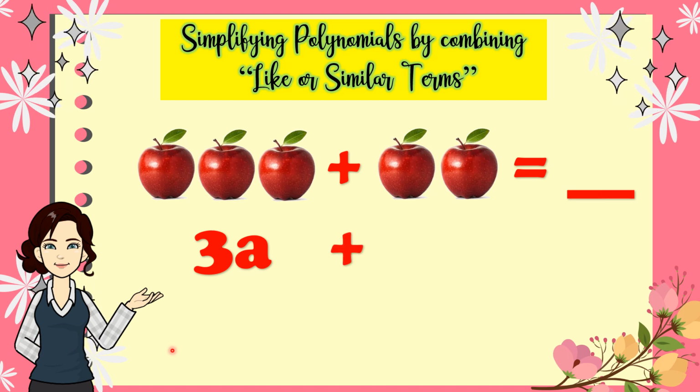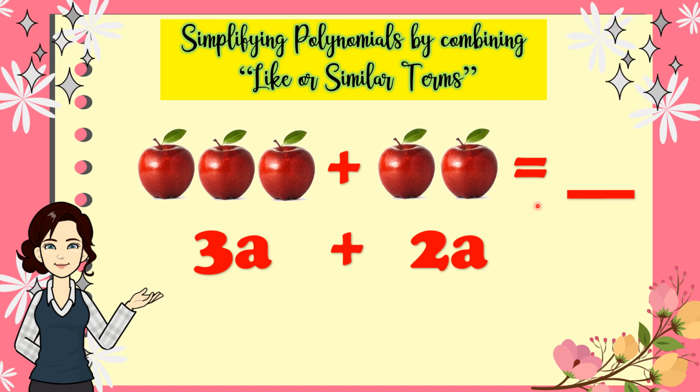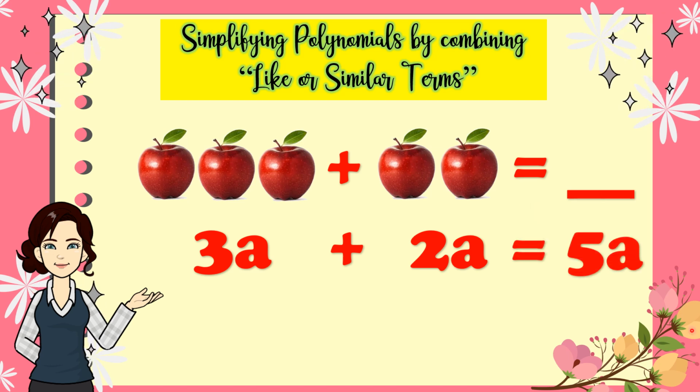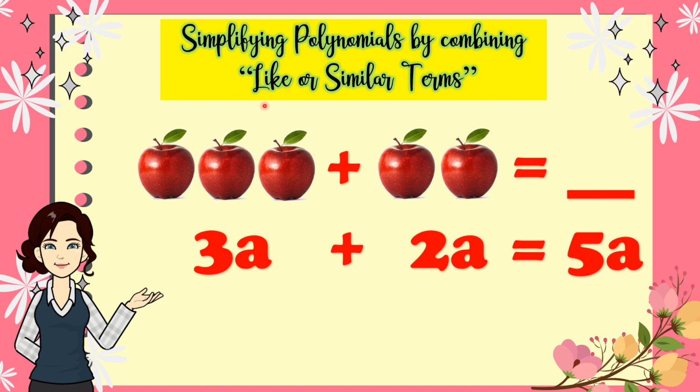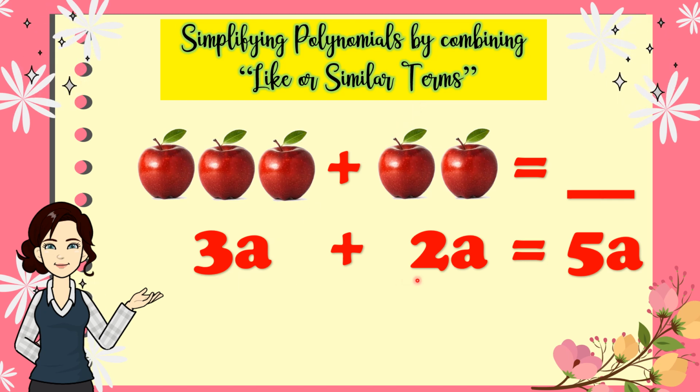And then, yung 2 more apples will be represented by 2a. Now, kung arithmetic problem to, pag sinolve natin, 3 apples, dinagdagan ng 2 apples, ilang apples lahat yan? We have 5 apples. So, that would be represented by 5a. Ngayon, paano ba tayo nagko-combine ng like or similar terms? Kung titignan natin, 3a dinagdagan ng 2a, ang sagot ay 5a.